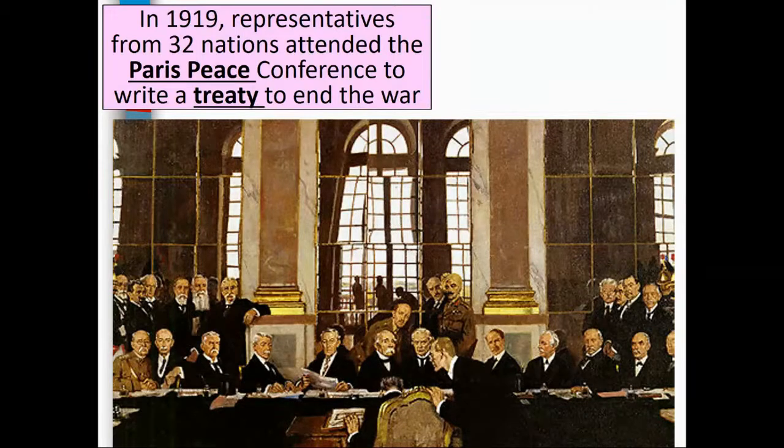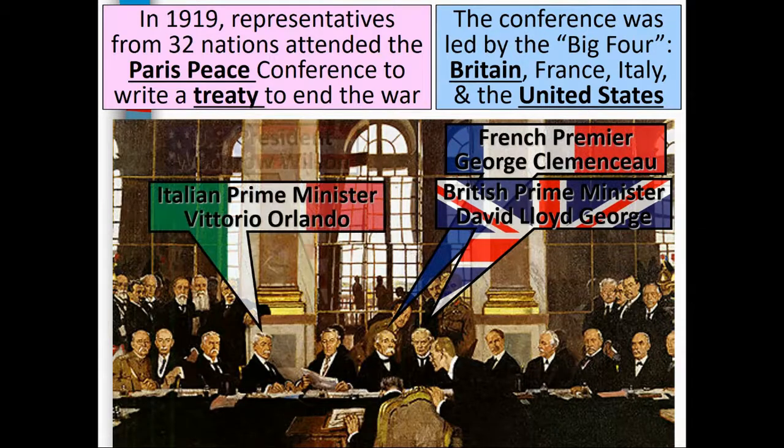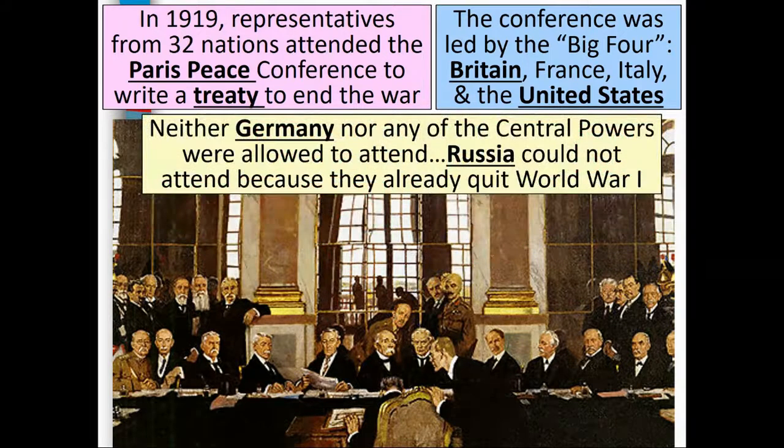In 1919, representatives from 32 nations attended the Paris Peace Conference to write a treaty to end the war. The conference was led by the Big Four: Britain, France, Italy, and the United States. Neither Germany nor any of the Central Powers were allowed to attend. Russia could not attend because they already quit World War I.